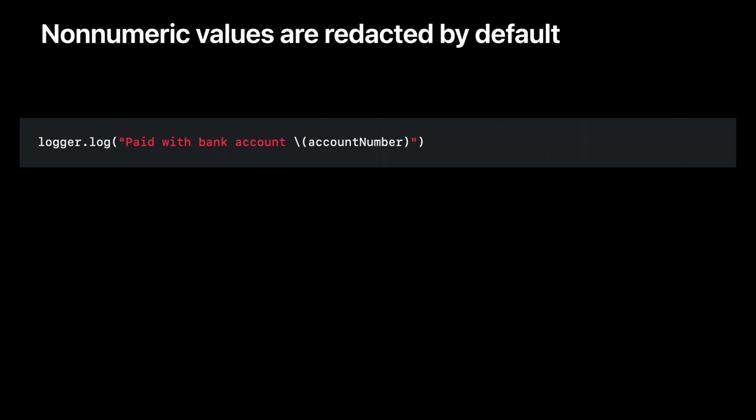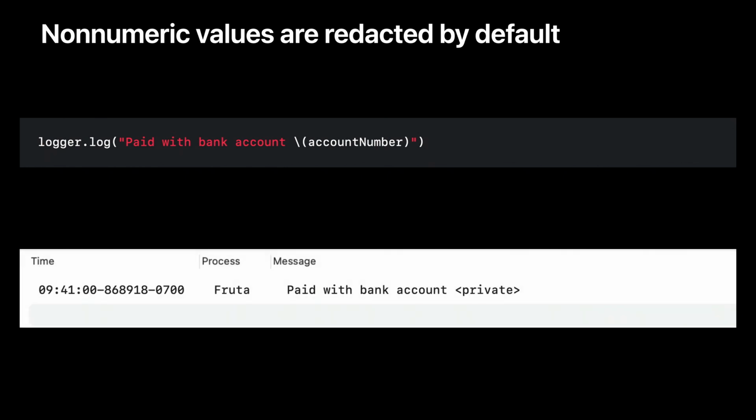When adding runtime data to a log message, you should be aware that a non-numeric type like a string or an object will be redacted in the logs by default. This is done to ensure that after your app ships and is running on your user's device, the logs do not show any personal information. For instance, here I am logging a message along with the bank account number of a user, which is represented by a string. In the output logs, the account number will be redacted as private.